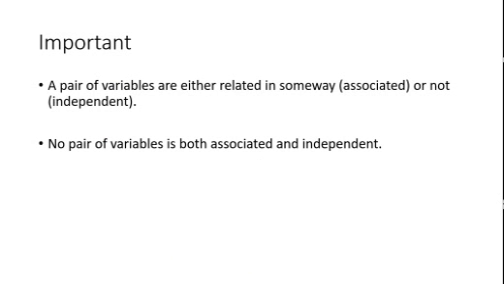Okay, so one thing that is very important: a pair of variables are either related in some way, meaning they're associated with each other, or they are not, or they are independent. So that means that if you have two variables, they are either associated with each other or they are independent. You cannot have both. You can't say, oh, this is independent and associated. It doesn't make sense because they're opposites of each other. So if you have two variables, they are either associated or independent. They cannot be both. Remember that.